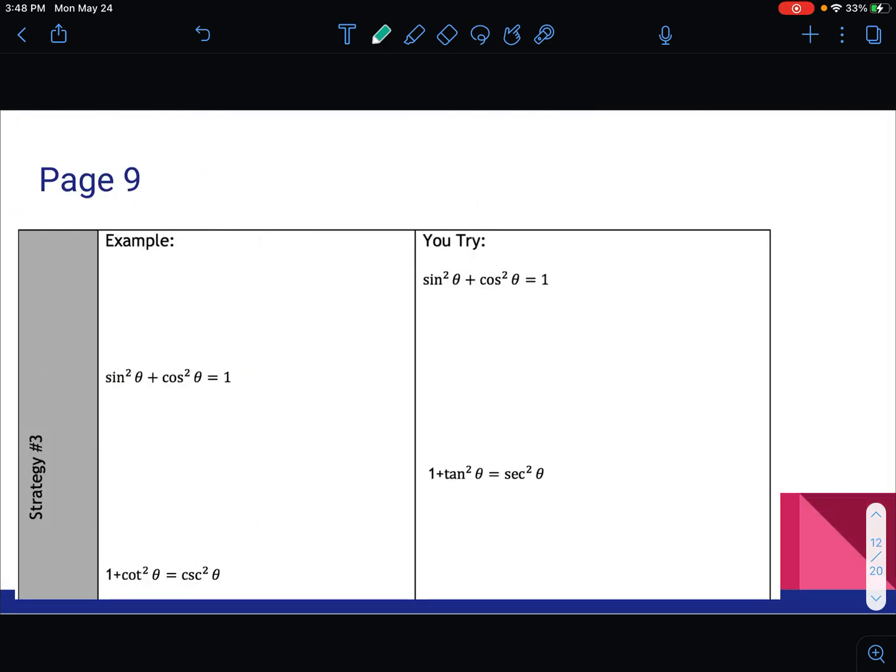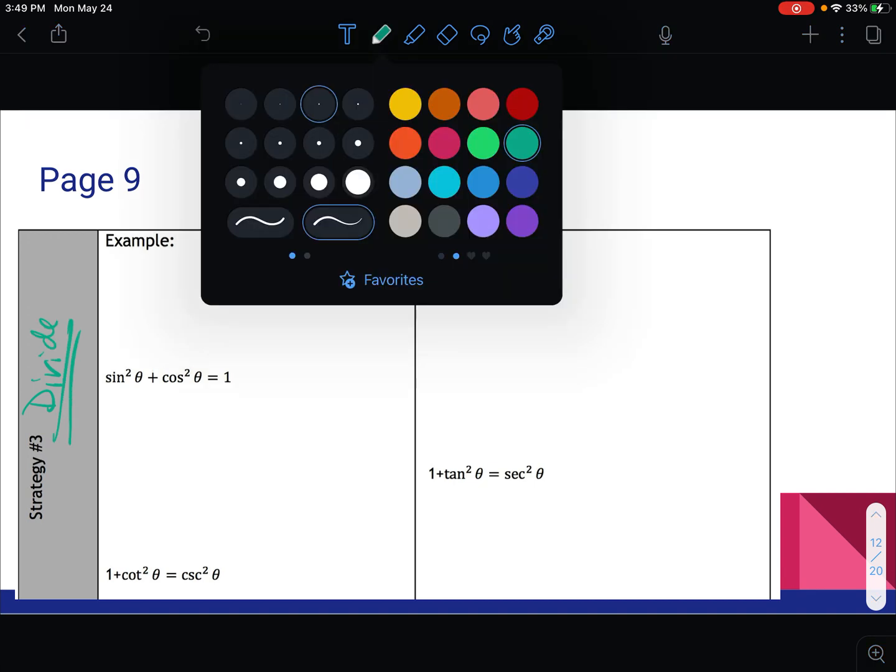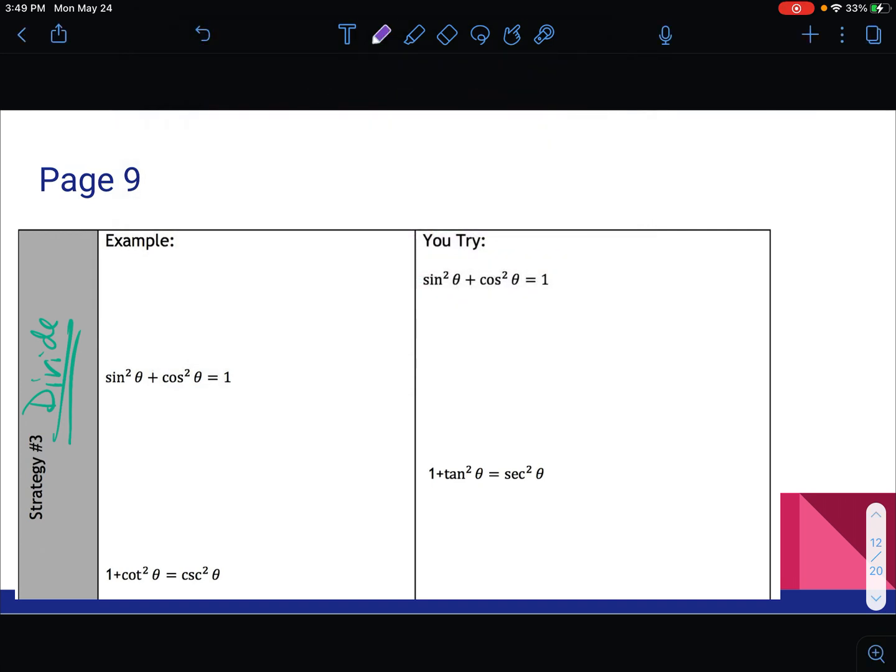Now, strategy 3 is dividing. So strategy 3 is dividing, and we also are going to take a look a little bit here at proving some Pythagorean identities. So this is kind of a combo here. So divide, that is our strategy. So usually we want to just mess around with one side or the other. This is going to be an exception. We're going to divide both sides by sine squared theta. And what we're trying to prove is this down here.